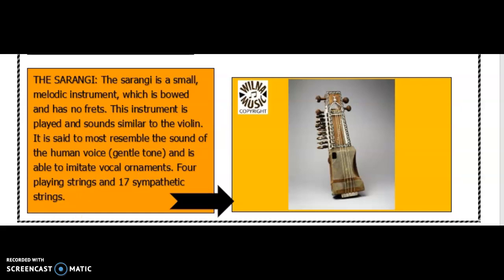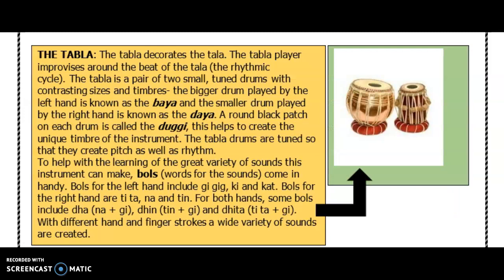The percussion instruments that I heard there was a set of tabla drums, and they play the tala. So the rhythmical cycle that they have is the tala, and the tabla player improvises around the beat of the tala. So he improvised, he plays the percussion, and the tabla is a pair of two small tuned drums. That is not important now. What you had to do there is to say that the tabla played the tala and he improvised the rhythm. So that's what we had here.